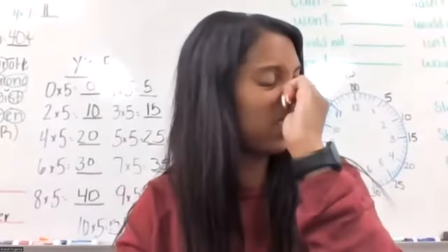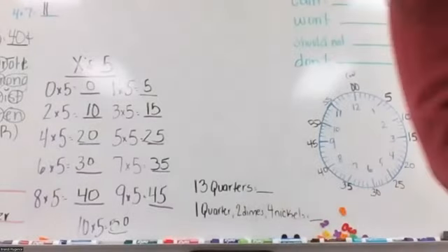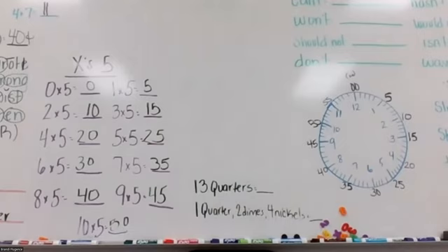Okay, are we good? All right, so let's go over the facts together. 1 times 5 equals 5. 2 times 5 equals 10. 3 times 5 equals 15. 4 times 5 equals 20. 5 times 5 equals 25. 6 times 5 equals 30. 7 times 5 equals 35. 8 times 5 equals 40. 9 times 5 equals 45. 10 times 5 equals 50. 11 times 5 equals 55. And 12 times 5 equals 60.